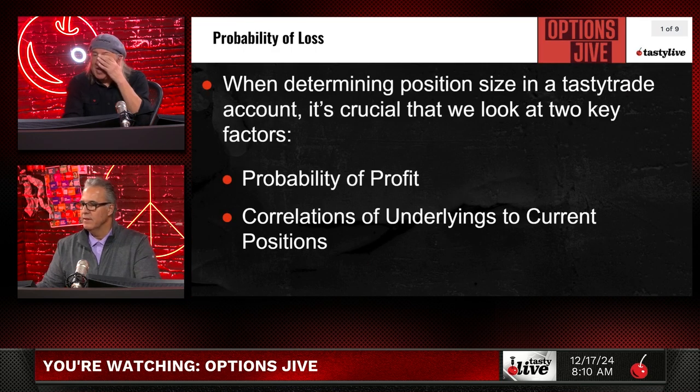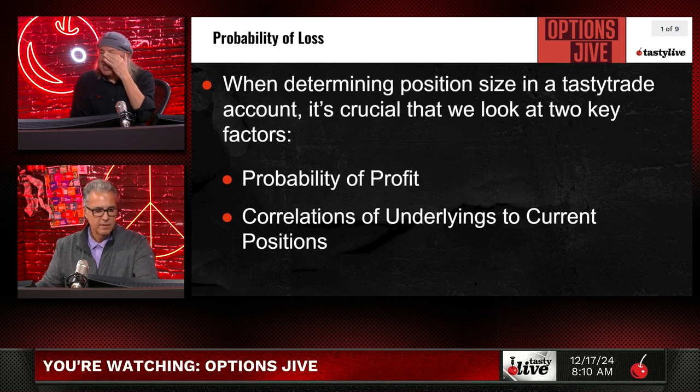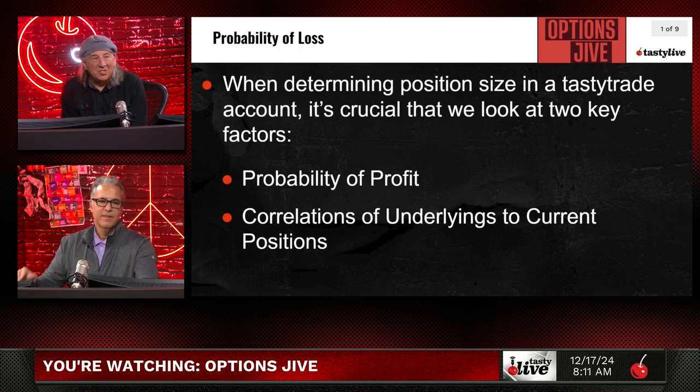When determining position size in a Tasty account, it's crucial that we look at two key factors: probability of profit and the correlations of the underlying to the current positions. We always look at probability of profit and correlations of underlyings to current positions. That's kind of a natural thing. We wouldn't say we're not going to make this trade because it's too highly correlated, but we are cognizant of what our positions look like.